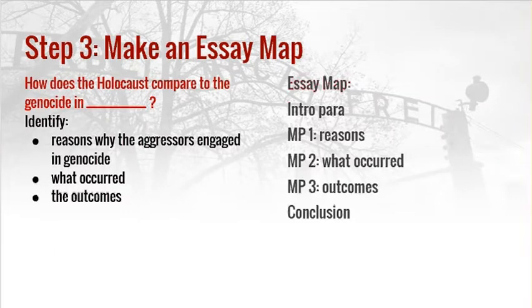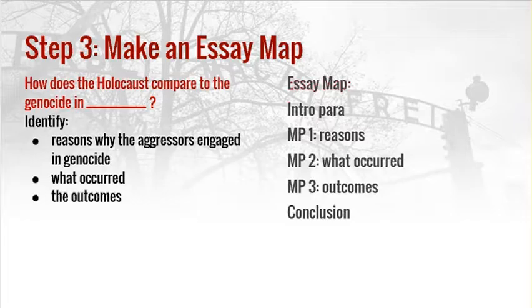It's going to end up looking something like this. So your essay topic question is, how does the Holocaust compare to the genocide in, I'll just say, Rwanda? And then what I'm going to pick for mine are the reasons, what occurred, and the outcome. So you'll notice here that on the left I've got 3 items right off the list, and then on the right, in what I call my essay map, I've got those items listed even shorter.